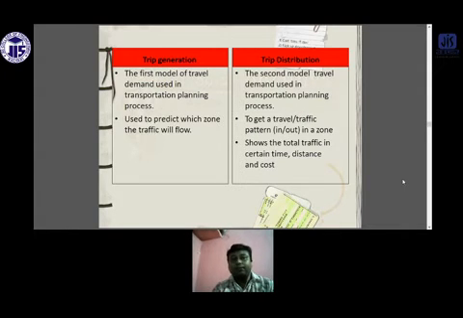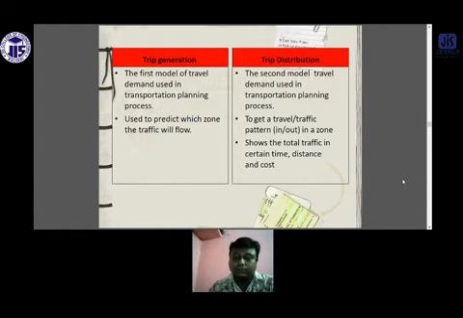This is another component, that is trip generation, and another component is trip distribution. So what is trip generation? Trip generation is the first model of travel demand used in the transportation planning process, used to predict which zone the traffic will flow to. Suppose I am living in zone A, and there are a total of 10 zones around my home.